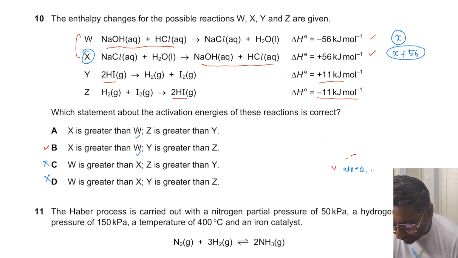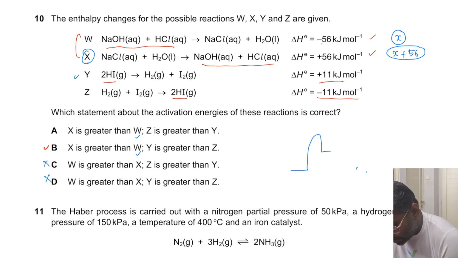So for Y and Z, similar. Okay, so let's start. I'll just focus on Y first. It's positive, so it's an endothermic reaction. So let's say, for example, an endothermic reaction. I have 2HI over here, and then H2 and I2 over here. This one is going to be positive 11, and I'll just take the other as X over here.